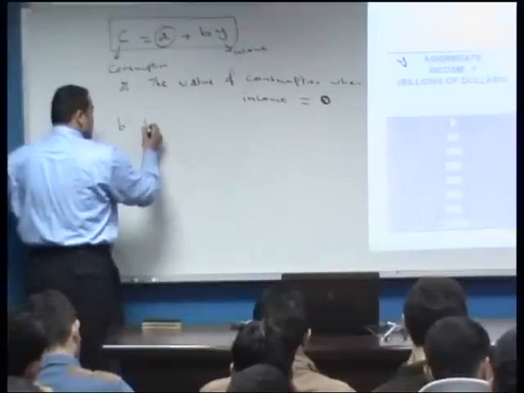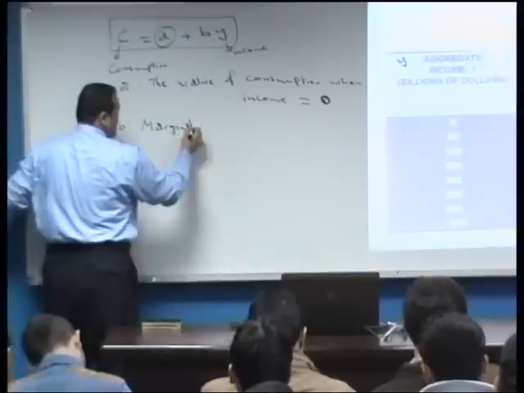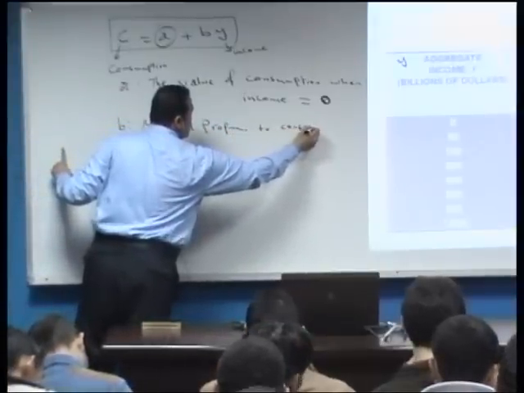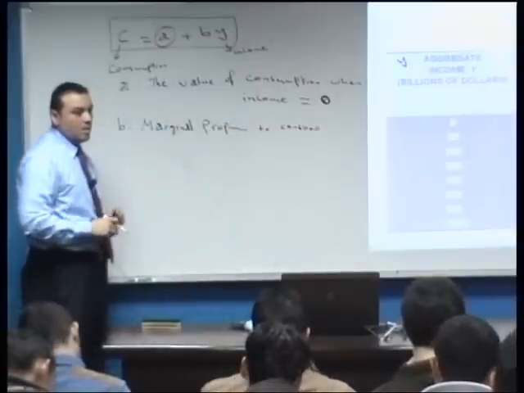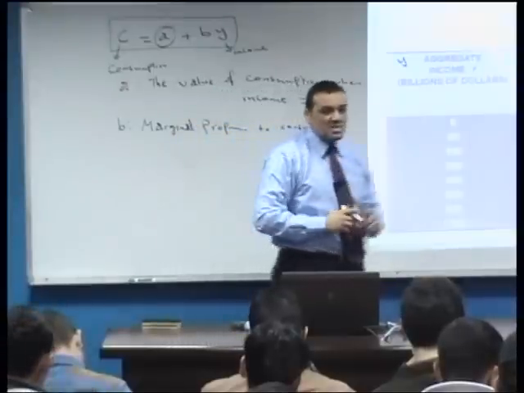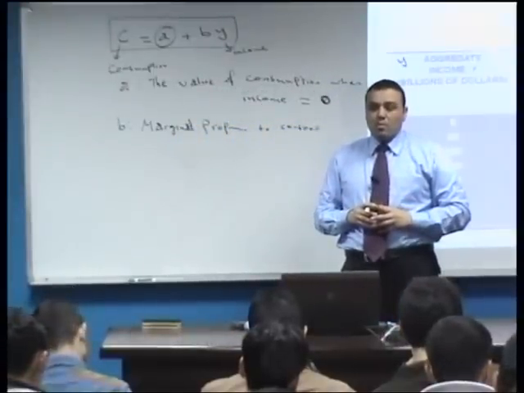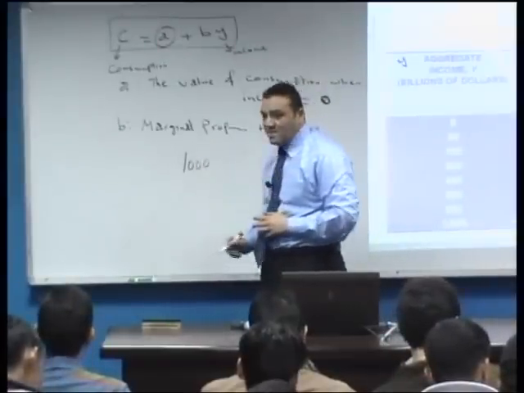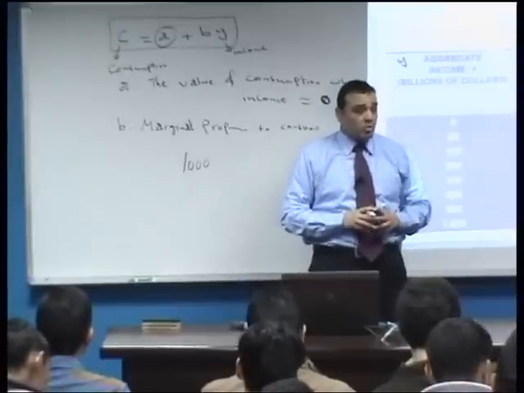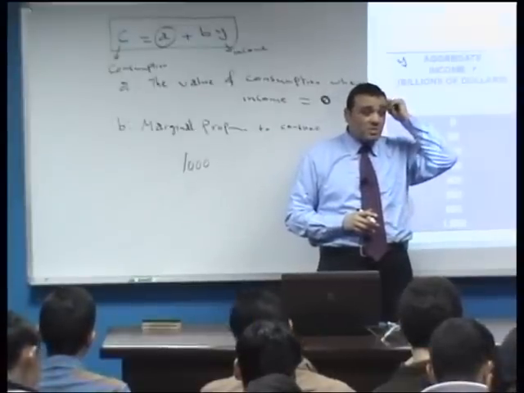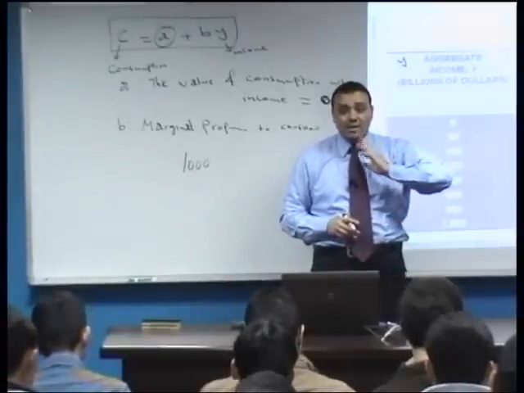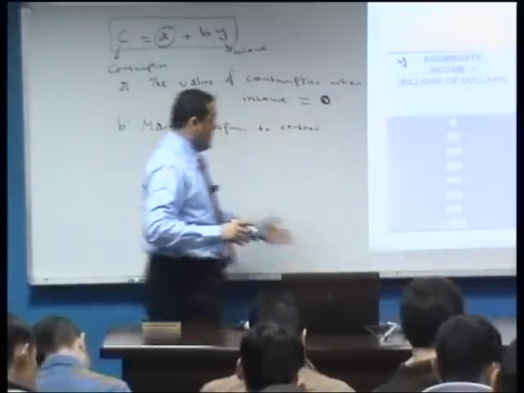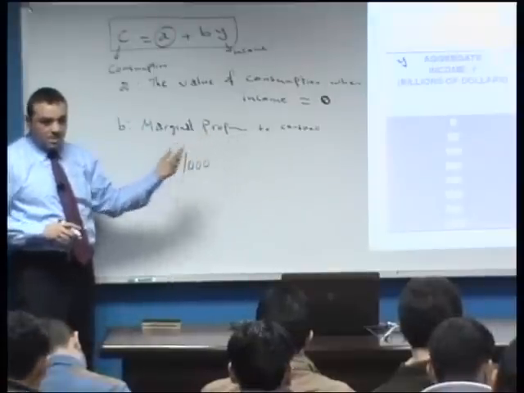B is the marginal propensity to consume. To understand the concept, suppose that you receive $1,000 each month. This is your monthly salary. The marginal propensity to consume: how much do you tend to consume if your income increases? Or MPC, as we will see.